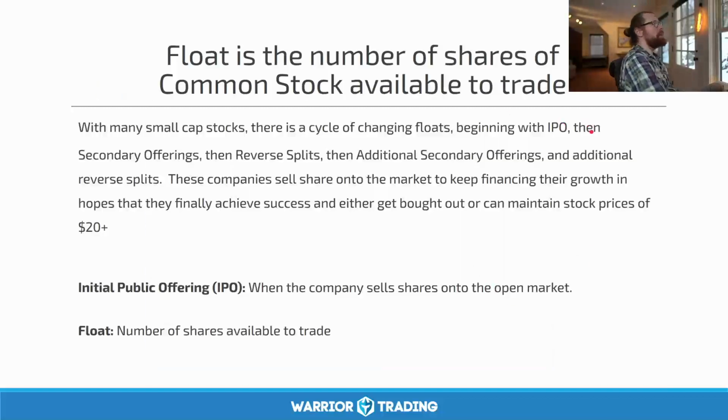As we already talked about in the starter, the float is the number of shares of common stock available to trade. With many small cap companies, there's a cycle of the float changing, beginning with the initial public offering. So we do the 10 million share IPO at $10 a share. We raise $100 million. And then we realize that we've spent it all and we need to raise more money. This is very common, especially in the biotech space.